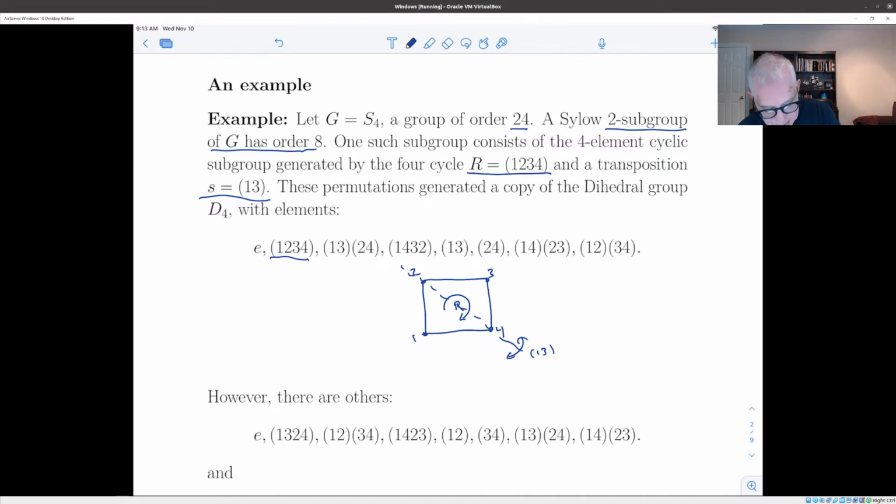So you have the rotation to the right and to the left, the 180-degree rotation, which takes 1 to 3 and 2 to 4. So this is R squared. This is R cubed. And then these are the 4 reflections corresponding to (1 3) and (2 4). These are the diagonal reflections, and (1 4)(2 3) and (1 2)(3 4) are the reflections through the sides. Now, the thing is, this isn't the only copy of the dihedral group inside S4.